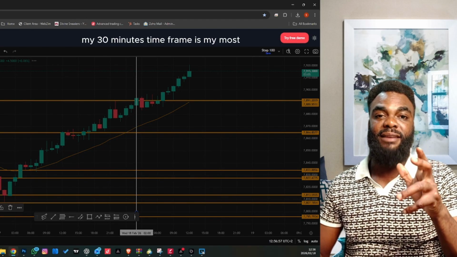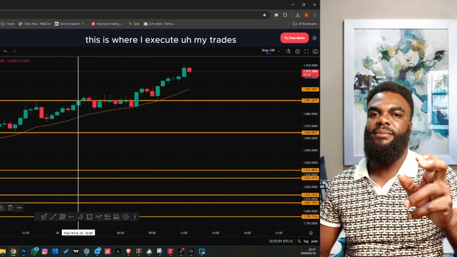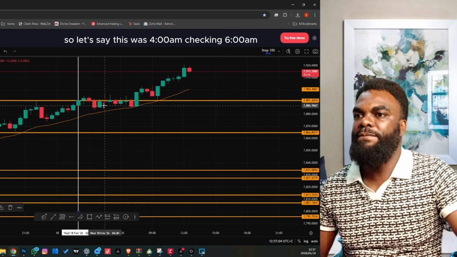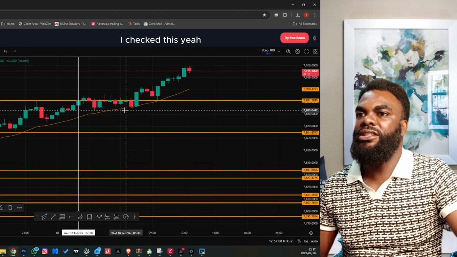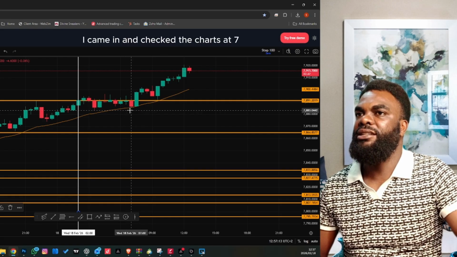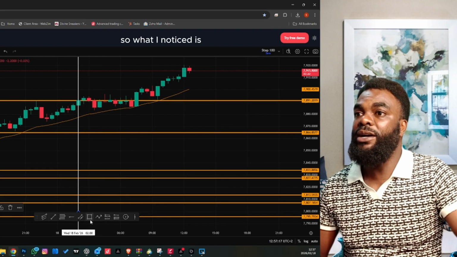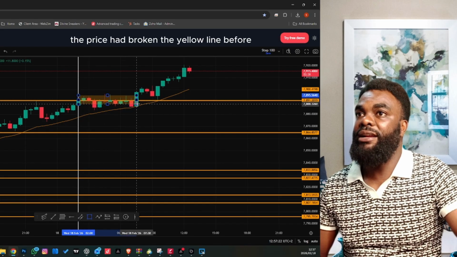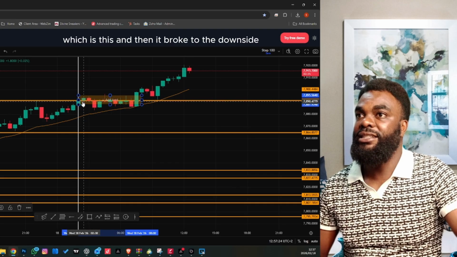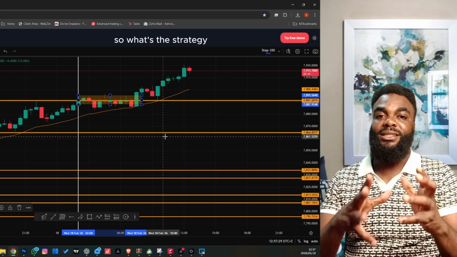My 30 minutes time frame is my most important time frame. This is where I execute my trades. So let's say this was 4 a.m. checking, 6 a.m. I checked this. Yeah, I came in and checked the charts at 7 and I saw this candle. So what I noticed is the price had broken the yellow line before, which is this, and then it broke to the downside. So what's the strategy?